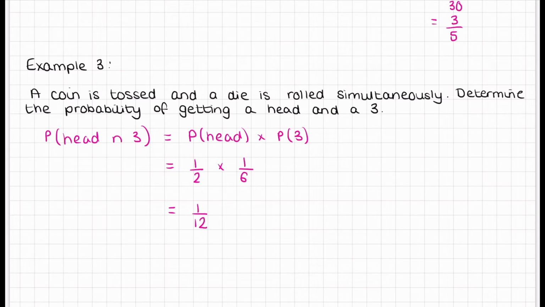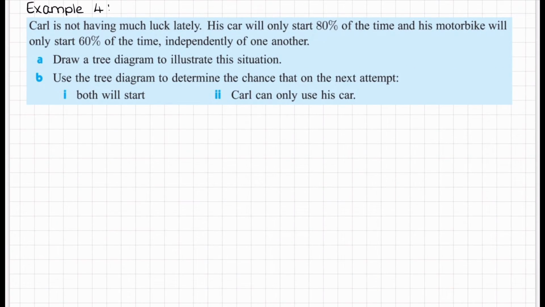which means we get 1 out of 12 for our total probability. Example 4. Carl is not having much luck lately, poor Carl. His car will only start 80% of the time and his motorbike will only start 60% of the time, independently of one another. Draw a tree diagram to illustrate this information.